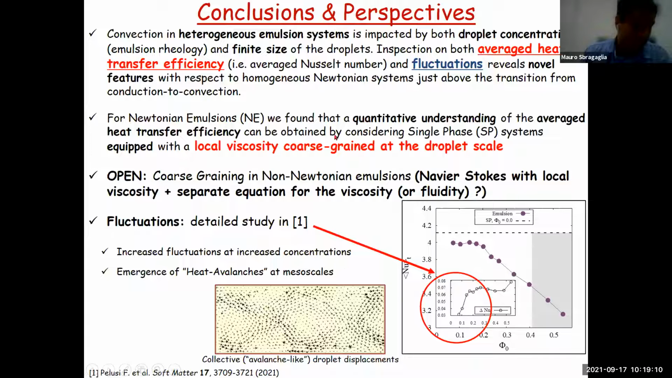The same mathematical strategy doesn't work very well for non-Newtonian emulsions, and we believe this is a signature of the emergence of non-locality. So Navier-Stokes with local viscosity must be supplemented with a further equation for the viscosity. And let me also mention that there is a second part on this study regarding the fluctuations which increase at increasing concentrations and which may be traced back to the emergence of what we call the heat avalanches, so collective droplets dynamics at the mesoscales.